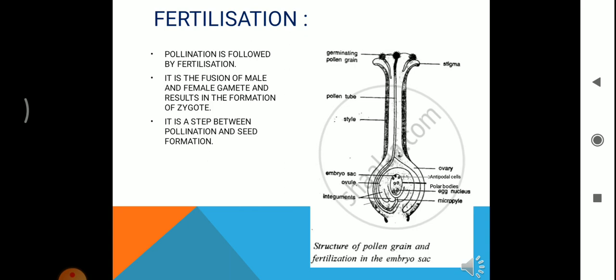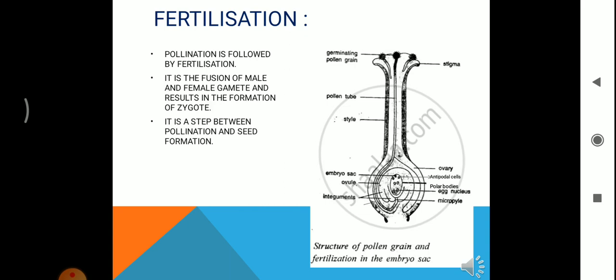Next, integuments. Ovule is surrounded by two protective coats called integuments. Fourth, embryo sac. Within the ovule, there is a structure called embryo sac which contains an egg or female gamete. Next, microphyllae. It is an opening present at the base of the ovule.